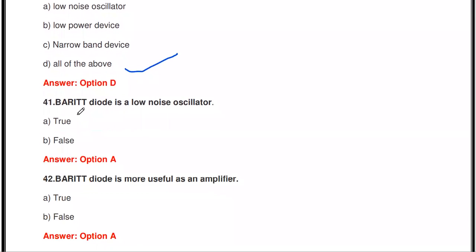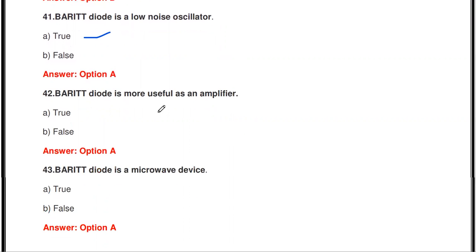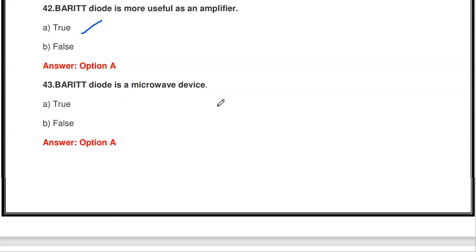Okay, then the BARITT diode is a low noise oscillator. It's true. Similarly, the BARITT diode is more useful as an amplifier. Yes, it is more useful as an amplifier. Then the BARITT diode is a microwave device. True or false? True. The BARITT diode is used as a microwave device.